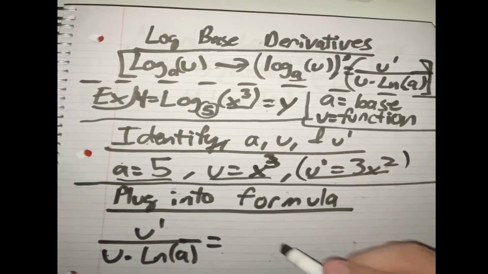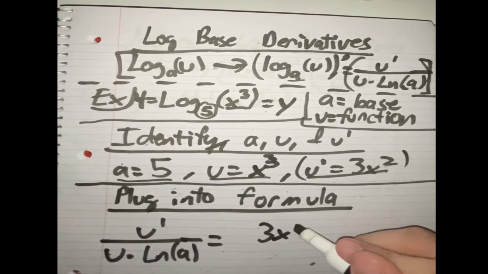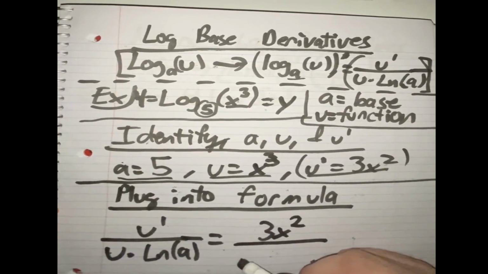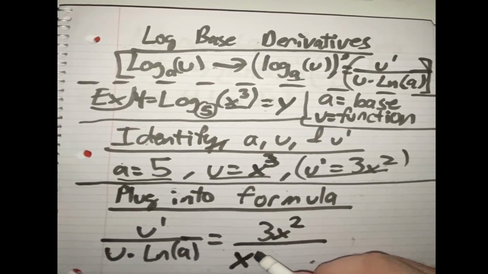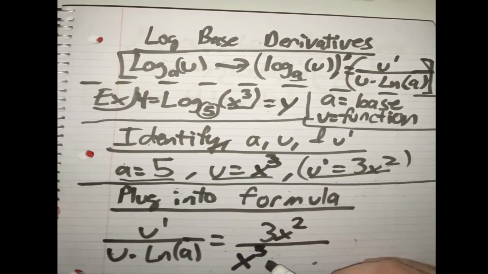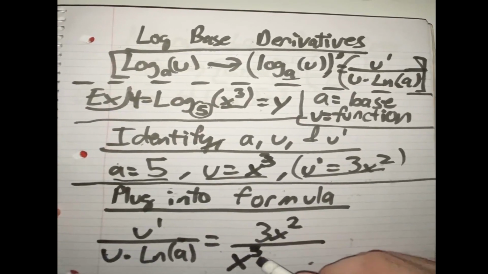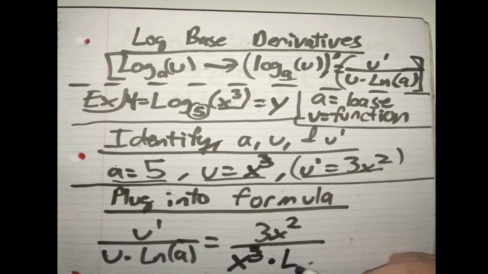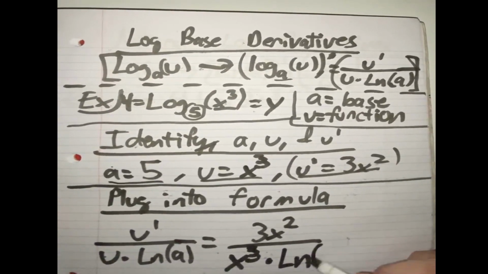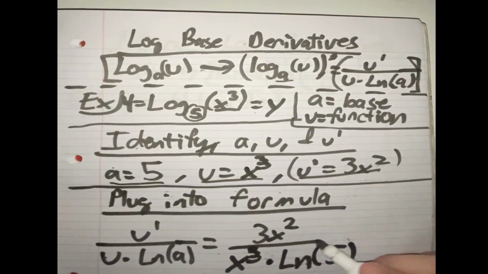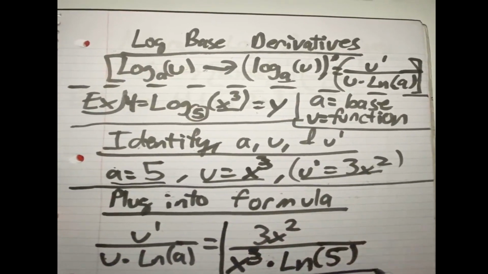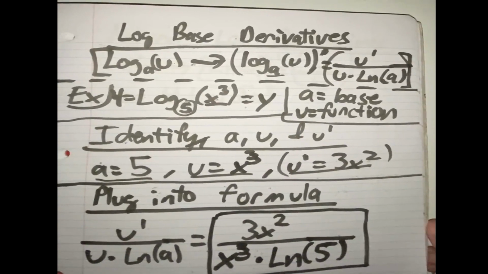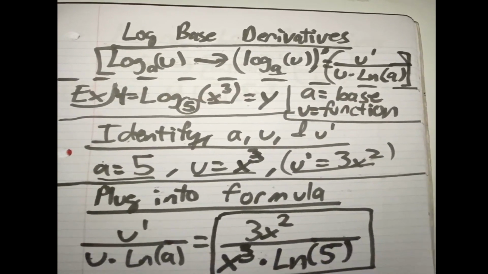So u prime is 3x squared, divided by u, which is x cubed, times the natural log of 5, and that's the base of our function. So this is how you take log-based derivatives, not natural log.